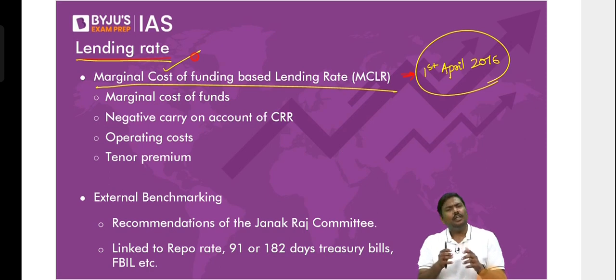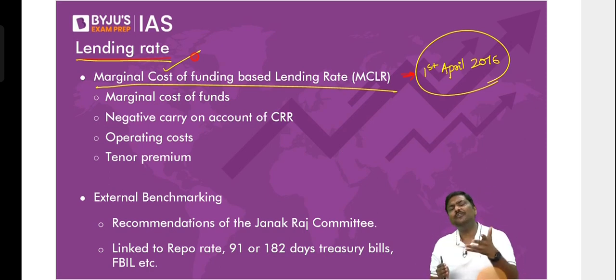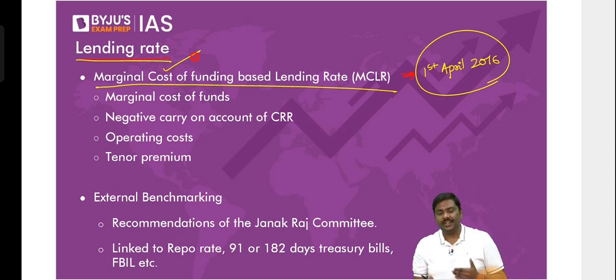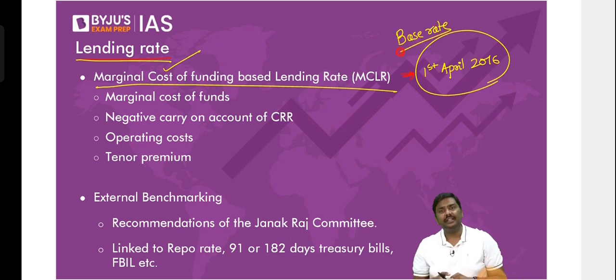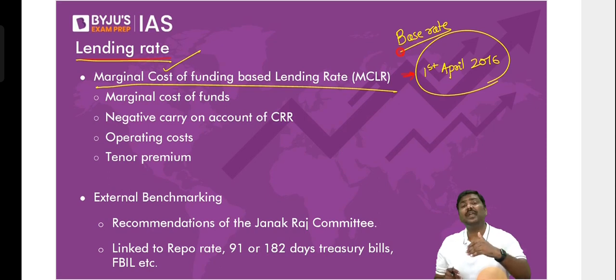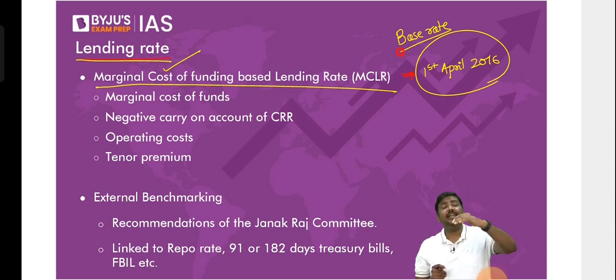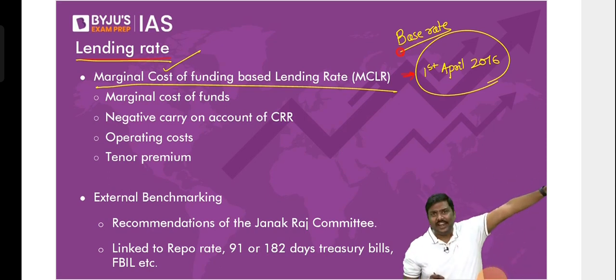Now, someone will say, sir, you are telling me from 1st April 2016. What was there before 1st April 2016? Before that, there was an earlier system called base rate. Before base rate, there was a system called benchmark prime lending rate. Before that, there was prime lending rate. You can go all the way to the 1990s, but that is not required.